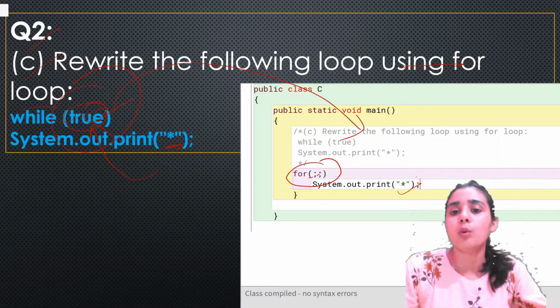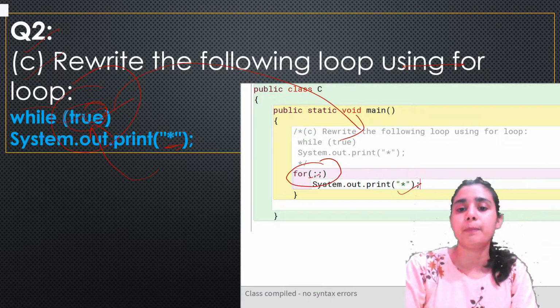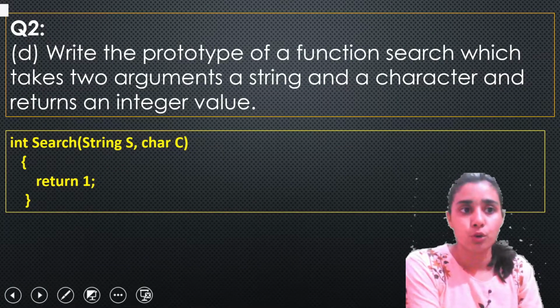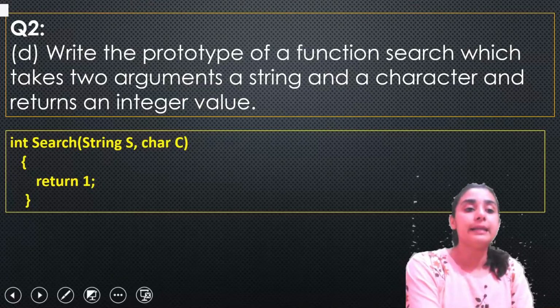So this is the way we can do it. Okay, that is so simple. This is 2 marks. So that is so simple. So moving to the next question, that is question number 2, D part.